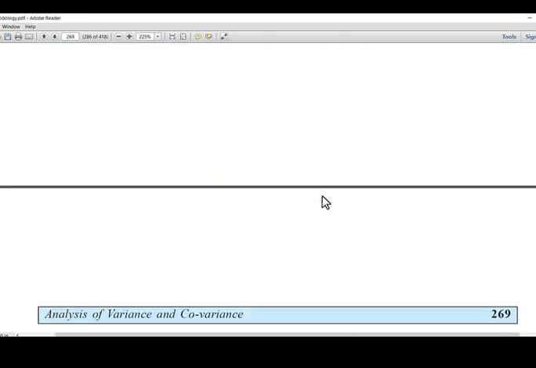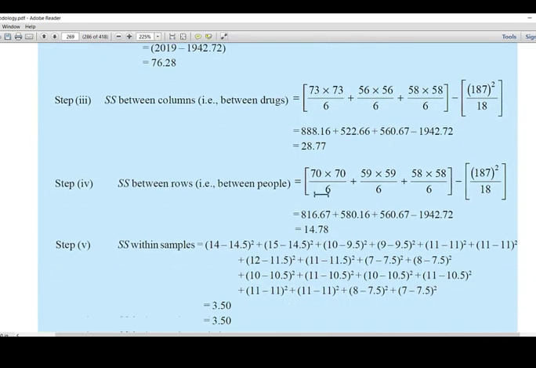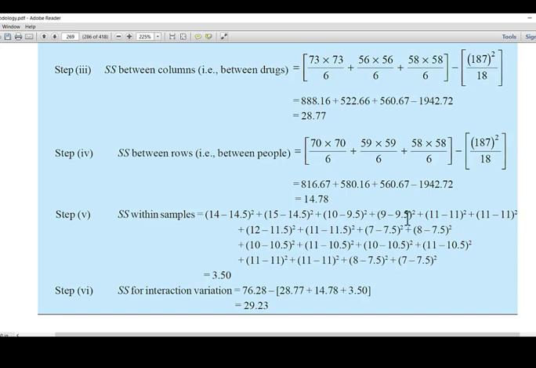So that way it is done here. It is done that way and squared up and summed. So this SS within samples is 3.5.